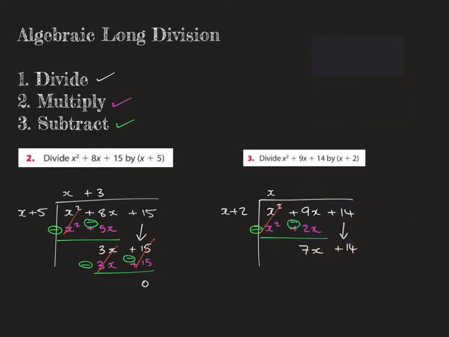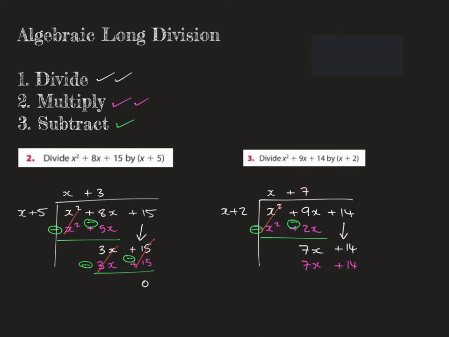So the first step is to divide. So x goes into 7x plus 7 times. So I'm going to put in my plus 7. The next thing we need to do is multiply. So x times 7 gives us 7x. And plus 2 times 7 gives us plus 14.